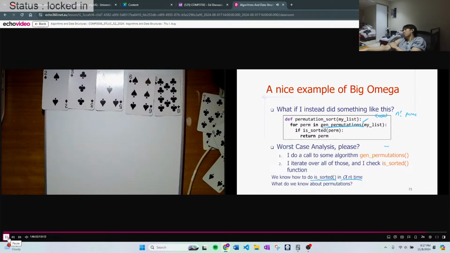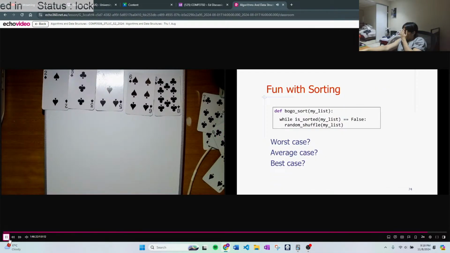So what we can say is that this is at least omega of n factorial times n. What is times n? The n comes from checking the list is sorted, and the omega n factorial comes from generating n factorial permutations. Again, I didn't give you an algorithm for this. So I'm saying it at least grows n factorial. It could be worse, okay?